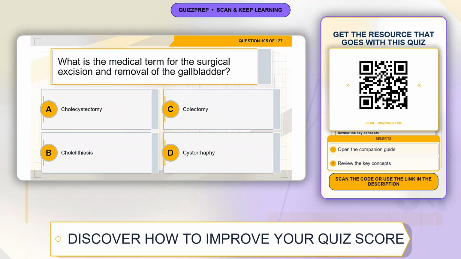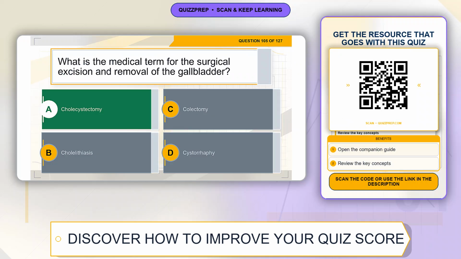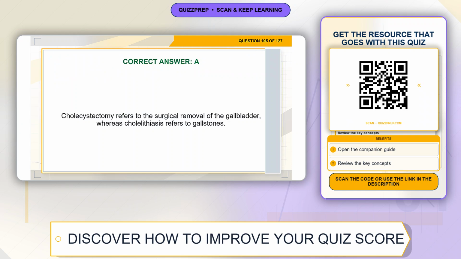Question 105. What is the medical term for the surgical excision and removal of the gallbladder? Option A, cholecystectomy. Option B, cholelithiasis. Option C, colectomy. Option D, cystrophy. The correct answer is option A, cholecystectomy. Explanation. Cholecystectomy refers to the surgical removal of the gallbladder, whereas cholelithiasis refers to gallstones.